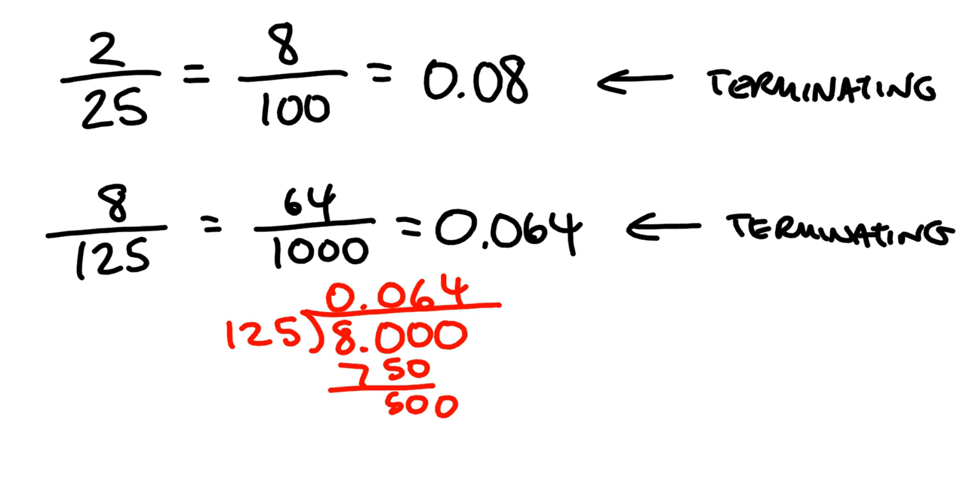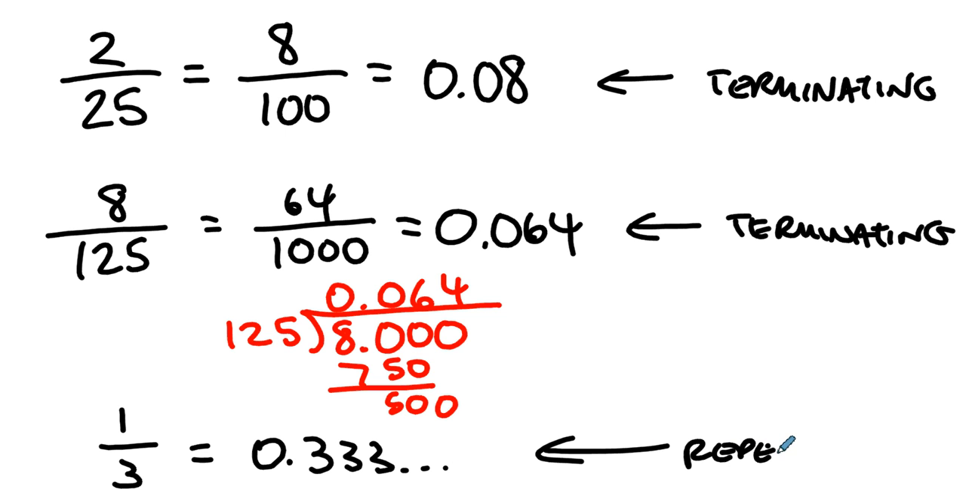But other fractions, like 1/3, 1/3 is 0.333 repeating. This repeats. So what makes the difference between fractions like this and fractions like that? So you may want to try a few.